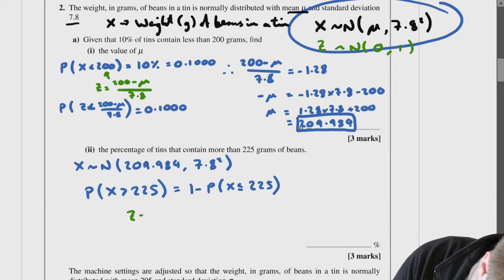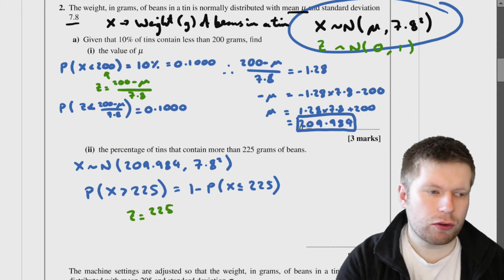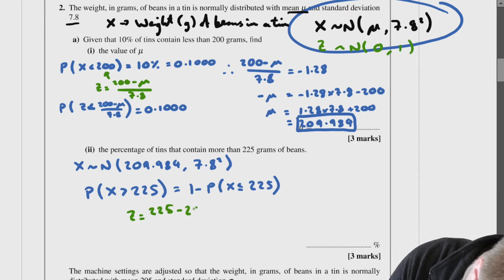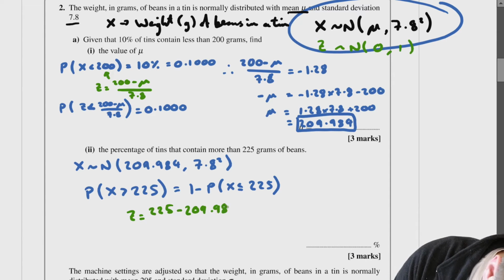So in other words, z, so how many standard deviations does 225 lie from this mean of 209.984, okay? Well, I need to take away my mean, so my 209.984, and I need to divide by my standard deviation.